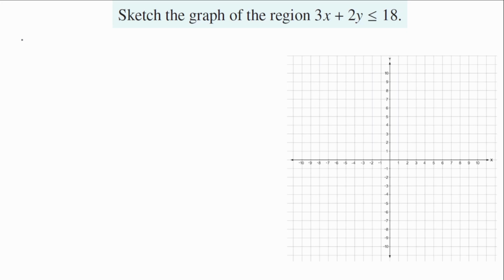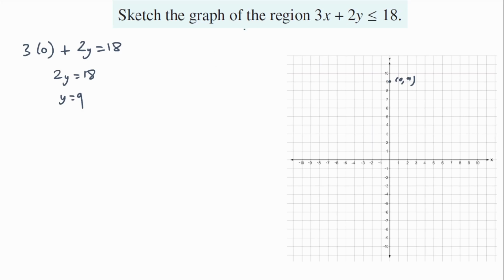So remembering y-intercept is when x equals 0. So let's start off with that. Replace x with 0. That gives me 3 times 0 plus 2y is equal to 18. Now 3 times 0 is 0, so I'm just left with 2y equals 18. So therefore y equals 9. So my y-intercept is up here at (0, 9).